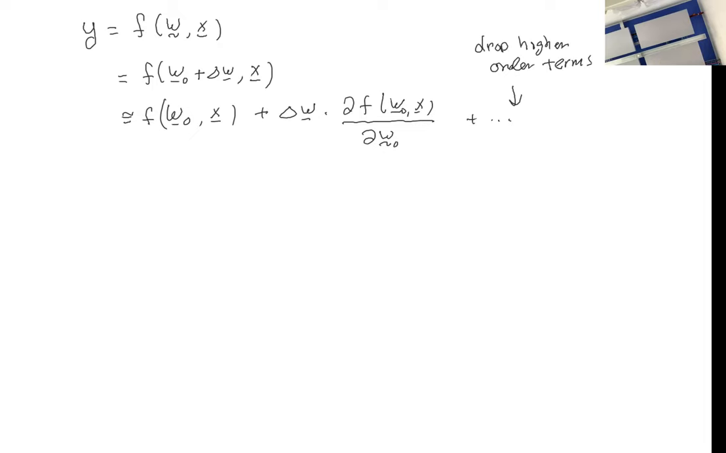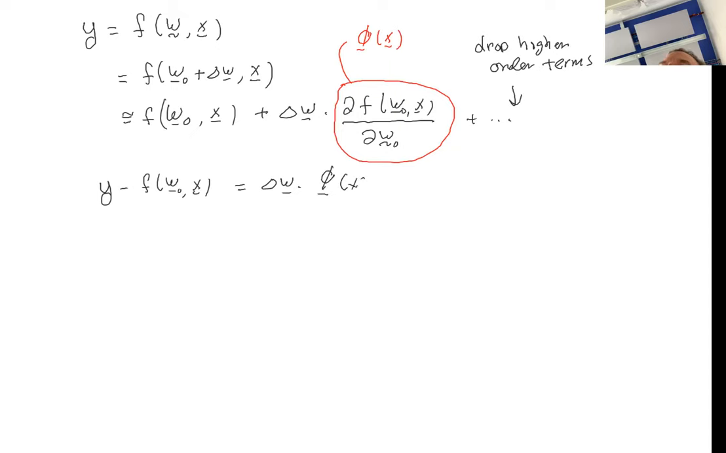Okay. So we can write this as y minus f of w naught x equals delta w dot, I'm gonna give this a name. I'm going to call it a vector phi and it depends on x. Okay. Dot phi of x. And you have this, okay? So this is now linear regression.